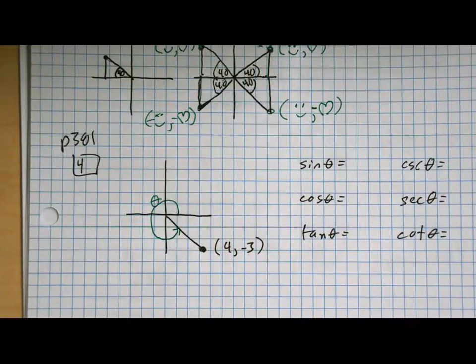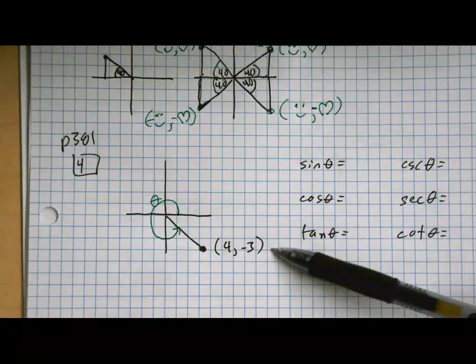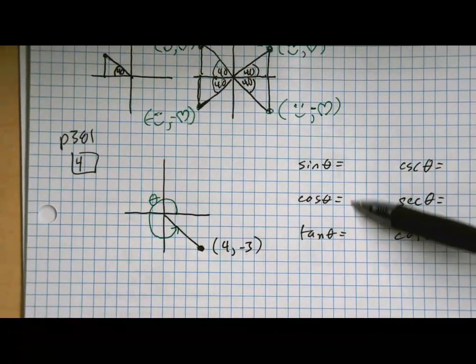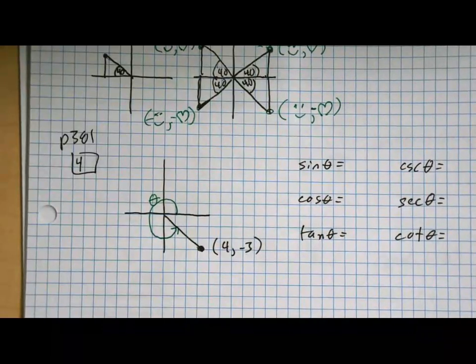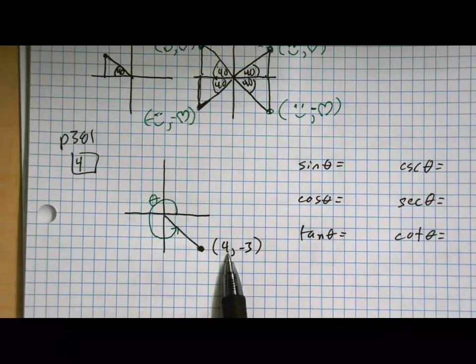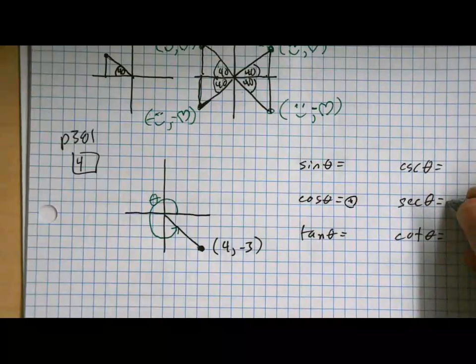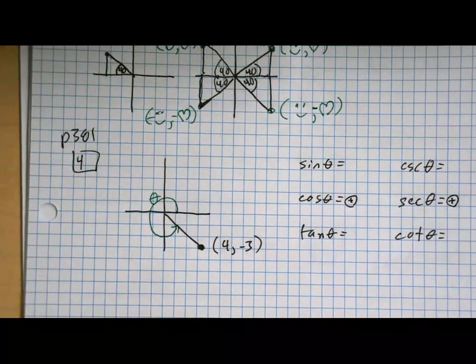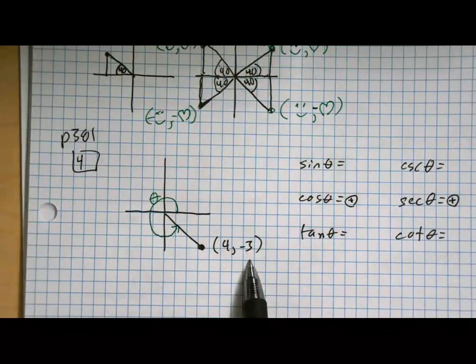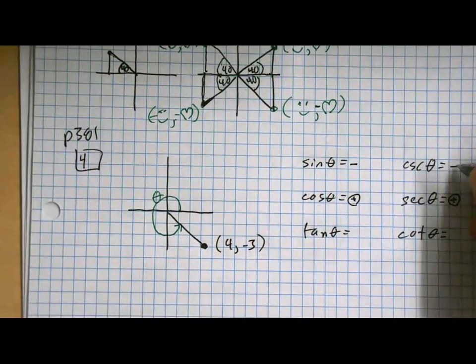So before we get into drawing a reference triangle, let's use what we know about the x and y coordinates of these points to label positive and negative for all 6 of these. Okay? So I know that the x value is positive. That tells me that my cosine is going to be positive, which means automatically my secant is also going to be positive. I can see that my y coordinate is negative. That tells me that my sine is going to be negative, and also my cosecant.